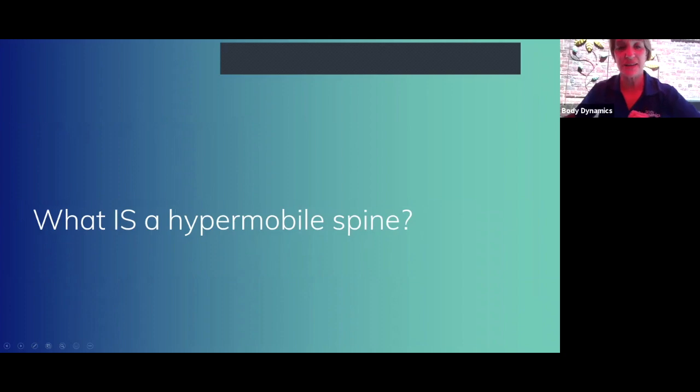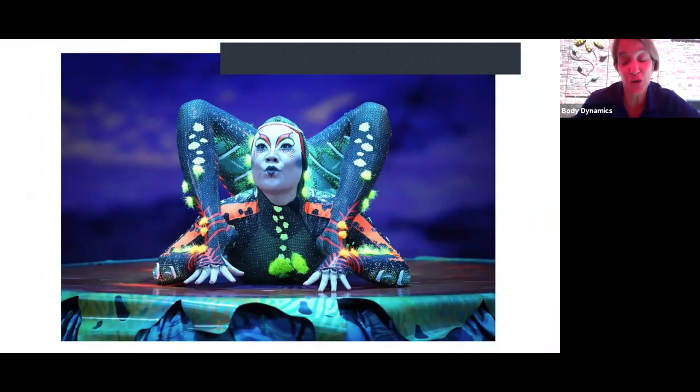So what is a hypermobile spine? We ought to start with definitions first. It could be this. That's clearly a pretty dramatic hypermobile spine, and probably a systemic hypermobility where there's really some significant laxity. But it doesn't always look like that.